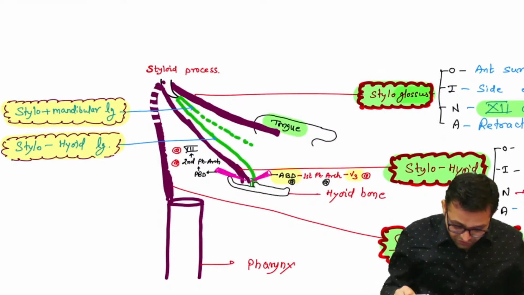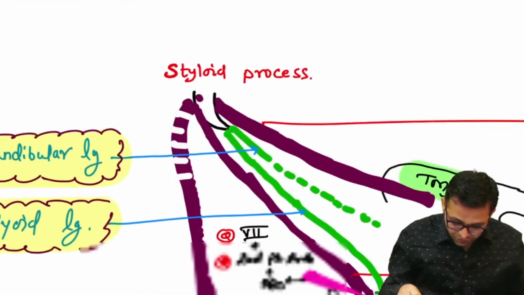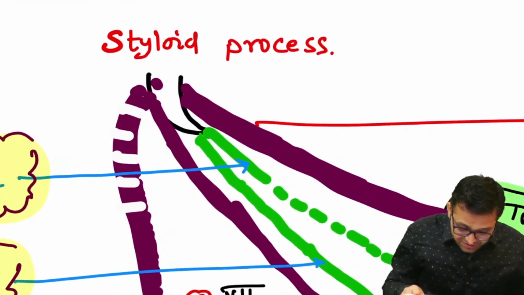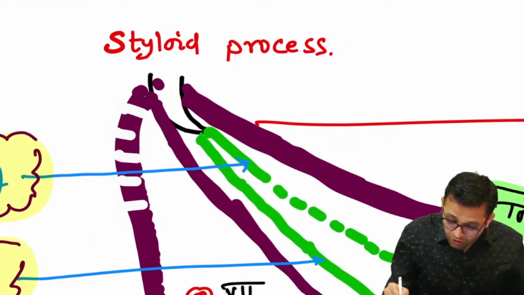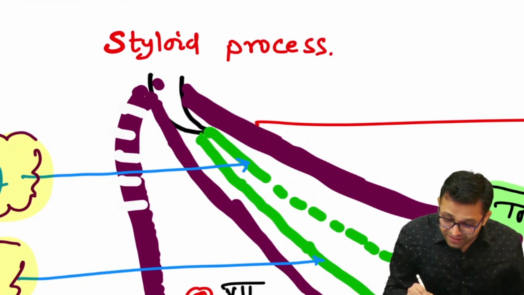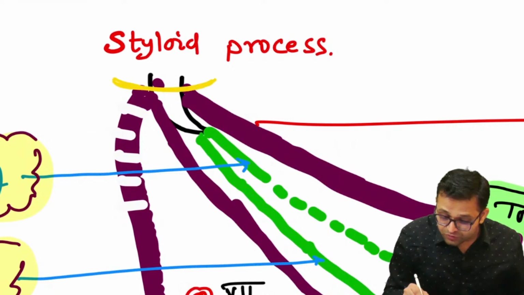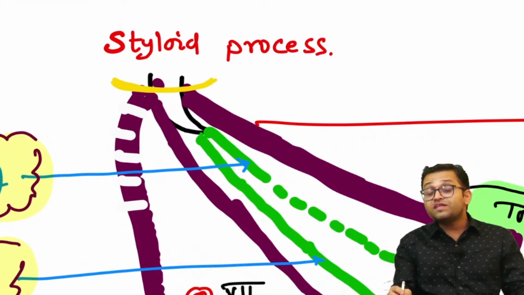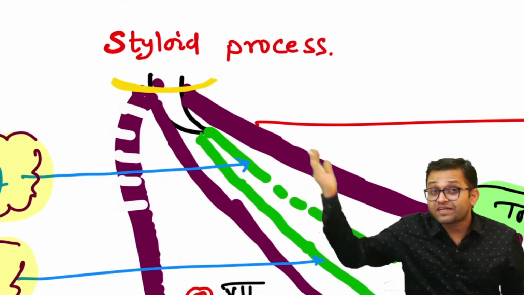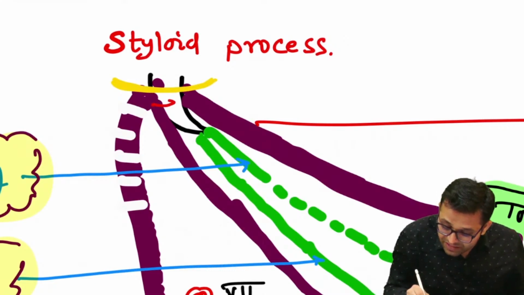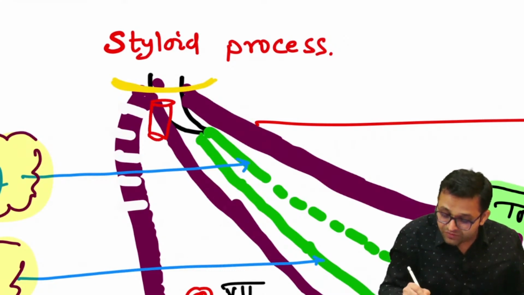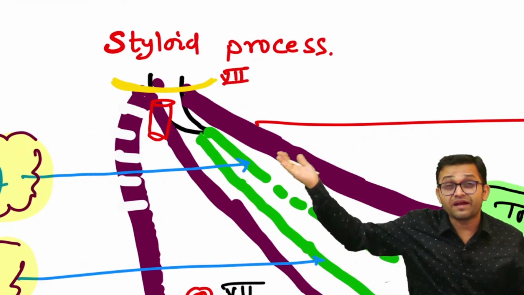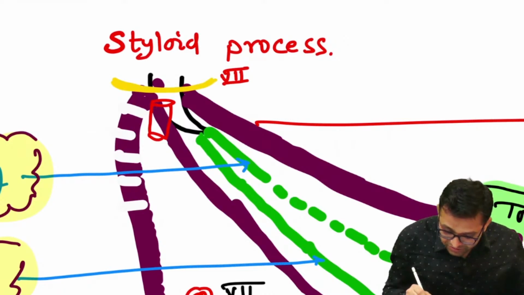Now look at our next thing, a few more things. Sir, this is our styloid process. Remember one important relation: the facial nerve will come out near the mastoid process, and it will run lateral to the styloid process. Remember, this is the facial nerve. Also there is the external carotid artery. Remember, the external carotid artery is external to what? The styloid process. So these are important relations: the facial nerve and the external carotid artery.